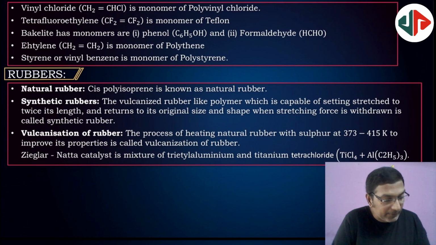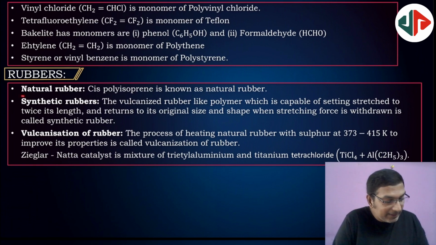Polytetrafluoroethylene. Next, bakelite has monomers phenol and formaldehyde. Bakelite is a polymer of phenol and formaldehyde. Next, ethylene is the monomer of polythene. Next, styrene or vinyl benzene is the monomer of polystyrene. So here we have to remember polymers and corresponding monomers also.